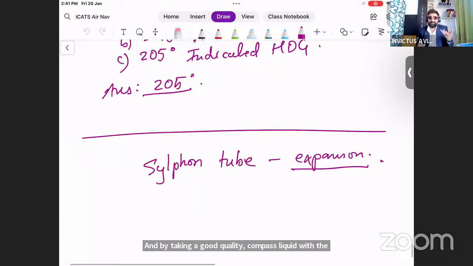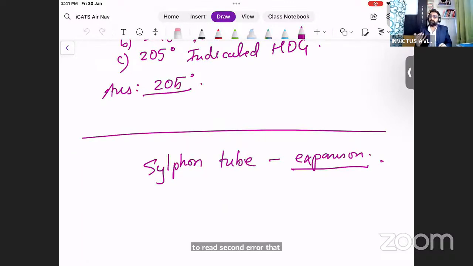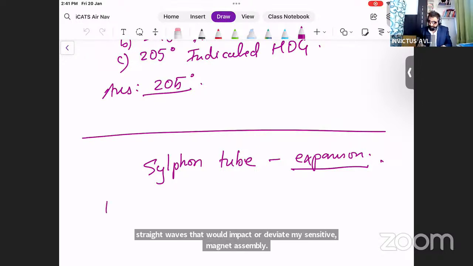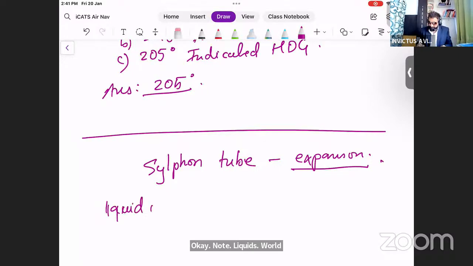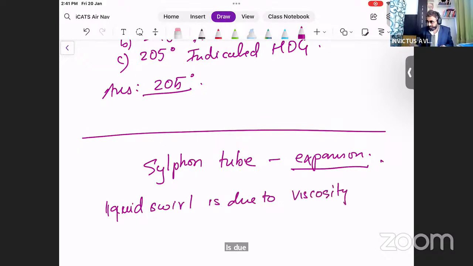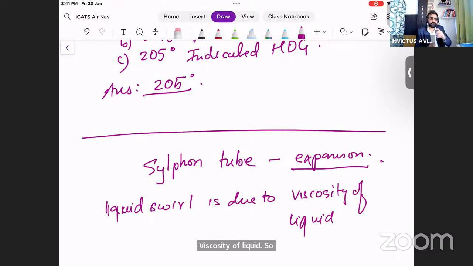Second error that happens is because of the liquid swirl. Liquid swirl will deflect the magnet assembly in the direction of the turn. Liquid swirl is because of the induction of eddies, I would say stray waves that would impact or deviate my sensitive magnet assembly. Okay. Note liquid swirl is due to viscosity of liquid. So when we use lower viscosity liquid, swirl will be minimized comparatively.